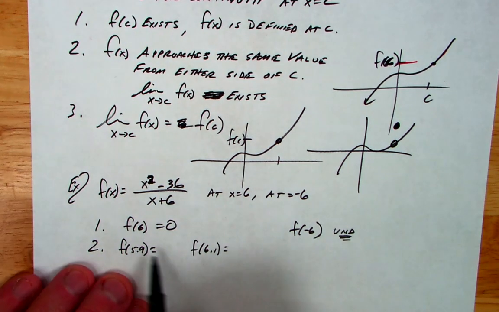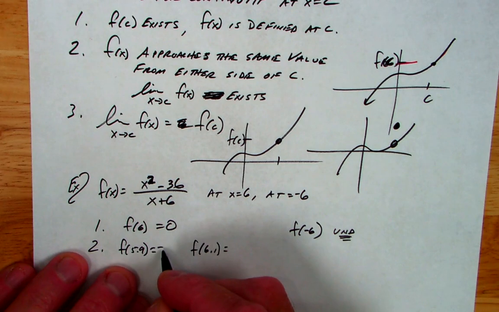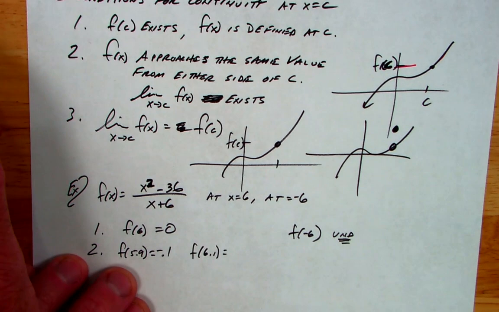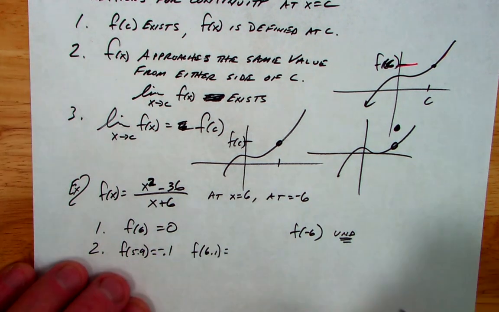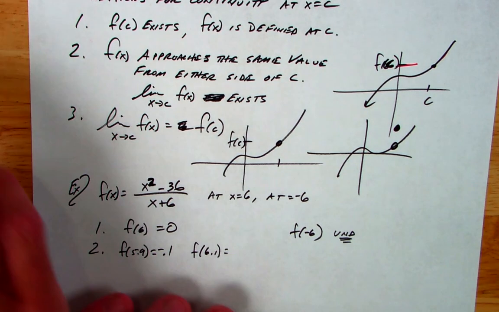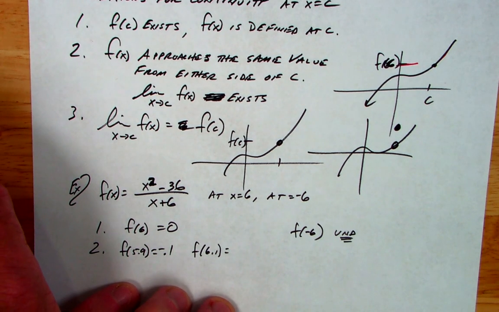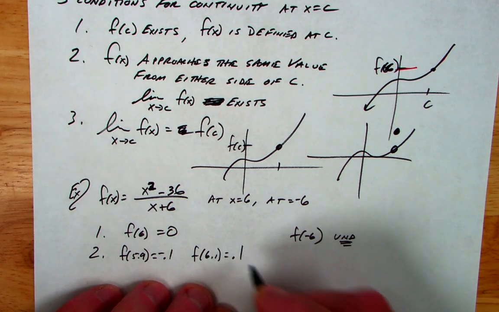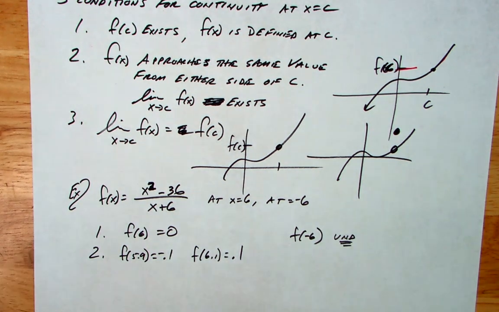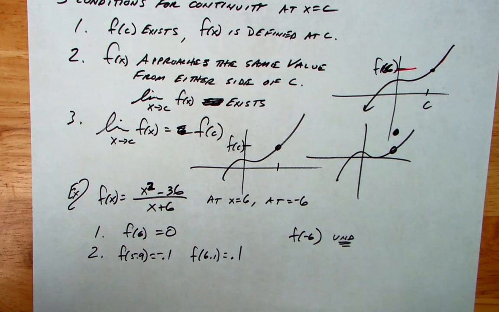Ladies, what did you get for 5.9? Negative 0.1? Yep, I agree. Guys, what'd you get for 6.1? Well, you're obviously wrong. Be quiet. What? How am I? I'm the closest.